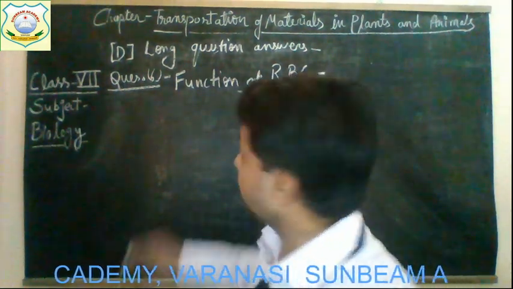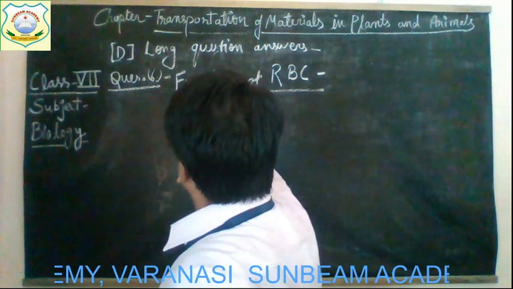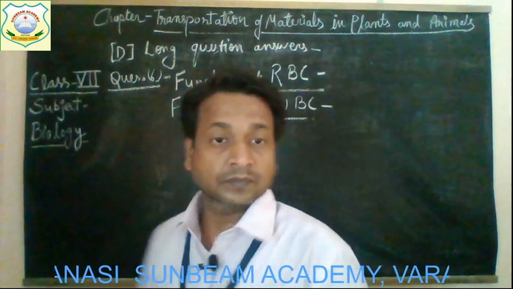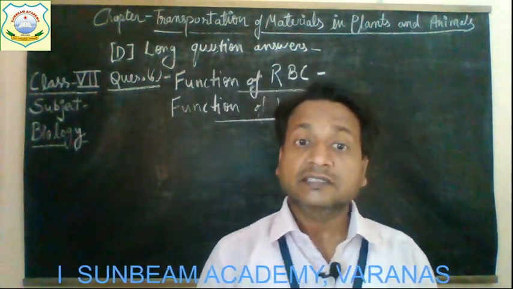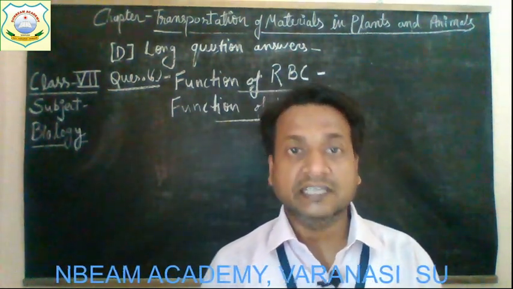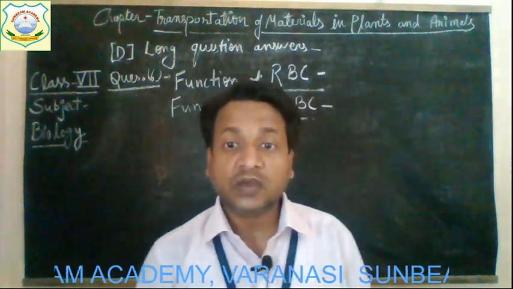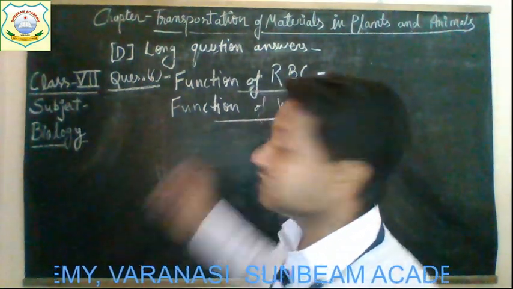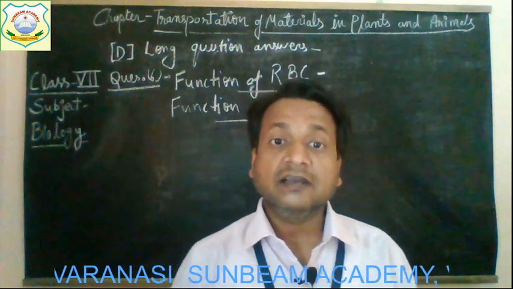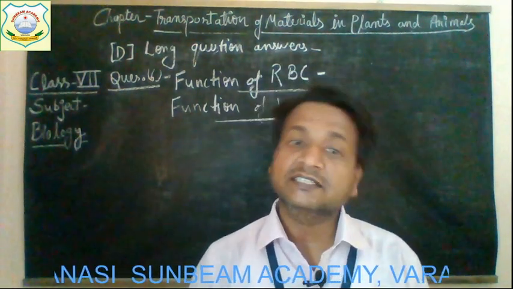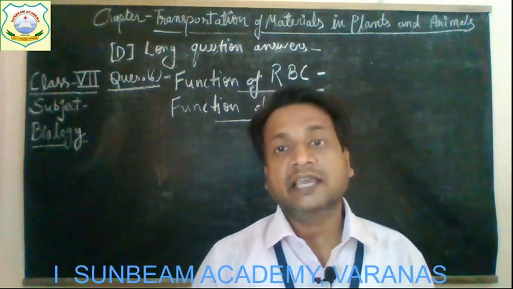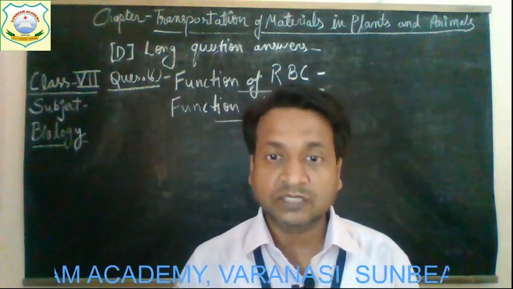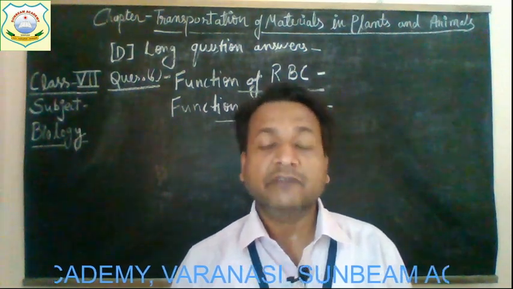Now, the second kind of cell is white blood cells. The function of WBC is that they fight against diseases by destroying harmful bacteria and other foreign materials. So you can say that white blood cells act as fighter cells, because they fight against diseases and protect our body from harmful organisms such as bacteria. This is the main function of WBC.